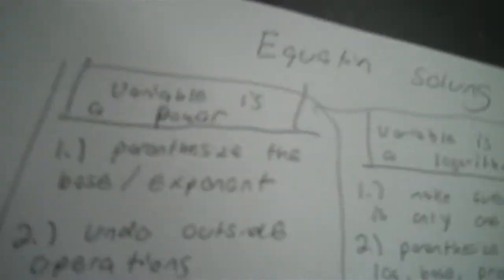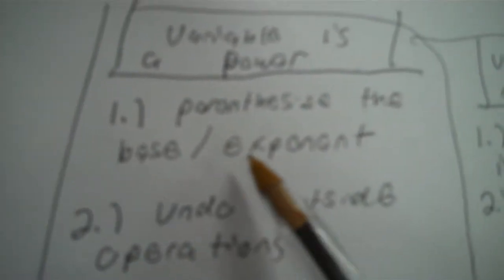Okay, now it gets a little bit tougher, the equations. The first 2 aren't bad. Solve each equation. So you're solving for the x. 5 to the 2x power equals 125. So what do we got going on with the x variable? Well, that variable is a power. So parenthesize the base and the exponent. Undo outside operations. We don't have anything. There's not a times in front. There's no plus or minus behind, so we're good there.